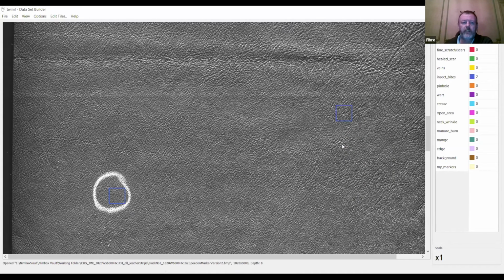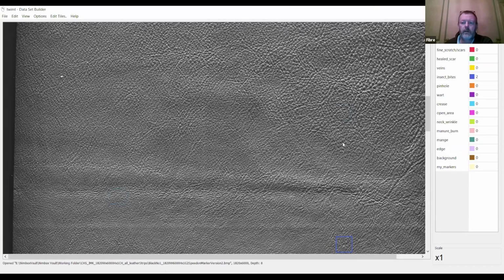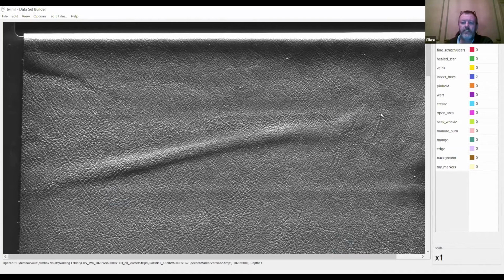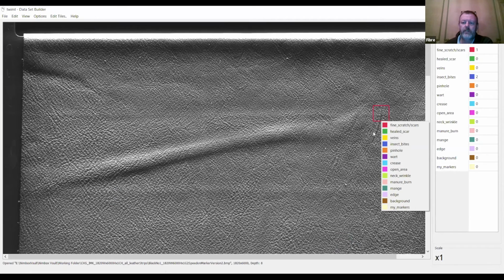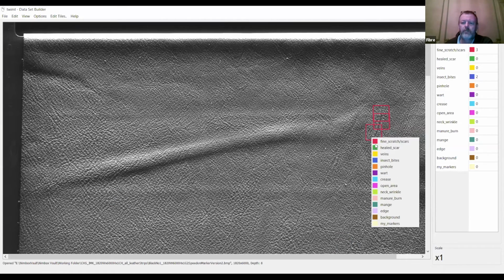And then when we find another one, there's another insect bite here. There's a scar on this one, I think. There's a scar here, can you see the scar? So we'll put a few of these scars on, and so on and so forth.